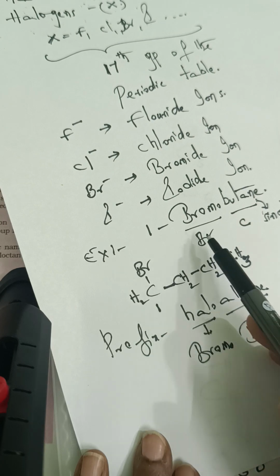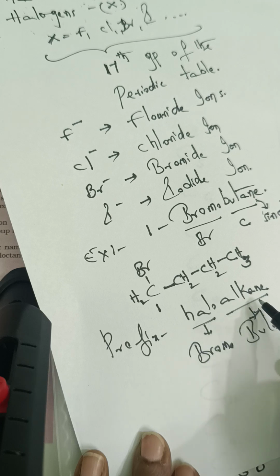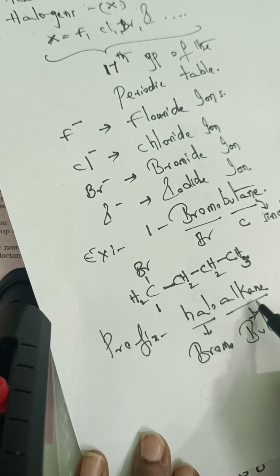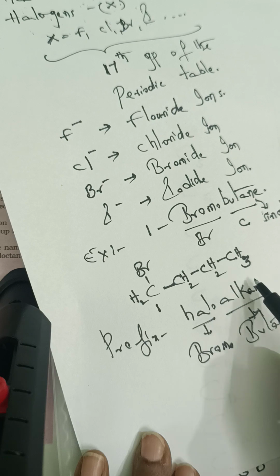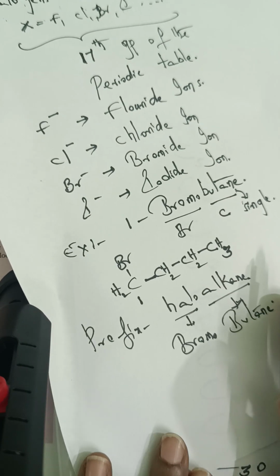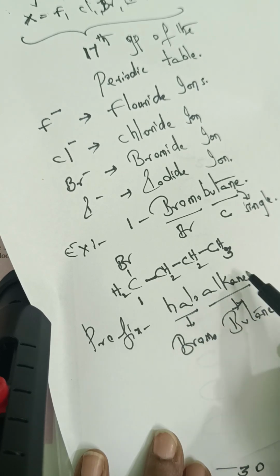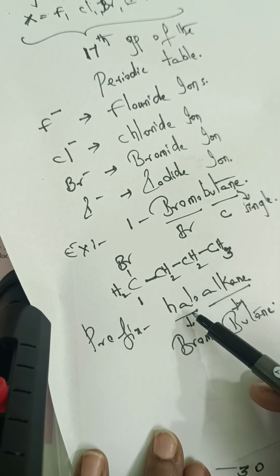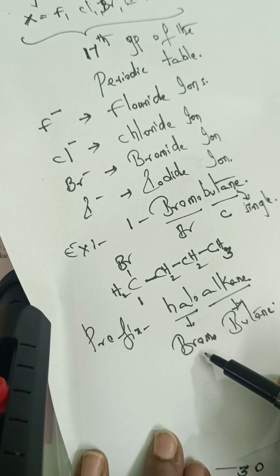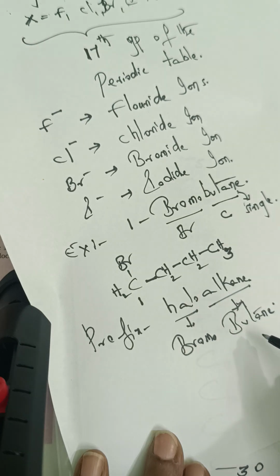Similarly, for these halogens, the prefix which is used is haloalkane. Haloalkane is the general form used while writing the IUPAC nomenclature. In order to write the IUPAC name for the halogen compounds, you need to remember this general name, haloalkane. So here, what is halo? What is the halogen which we have taken? Bromine. So halo means bromo. Alkane, here we have taken butane. So alkane is butane.